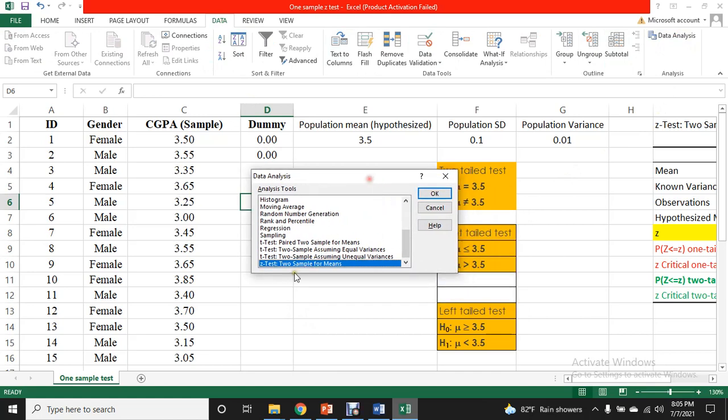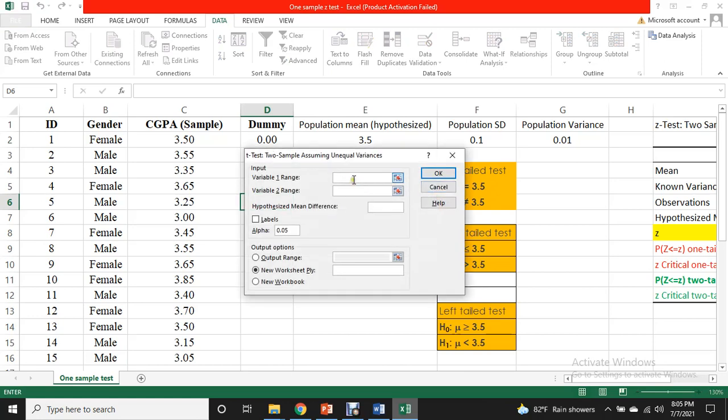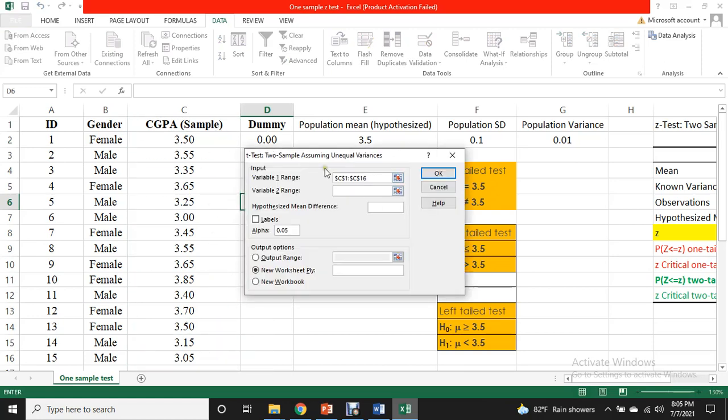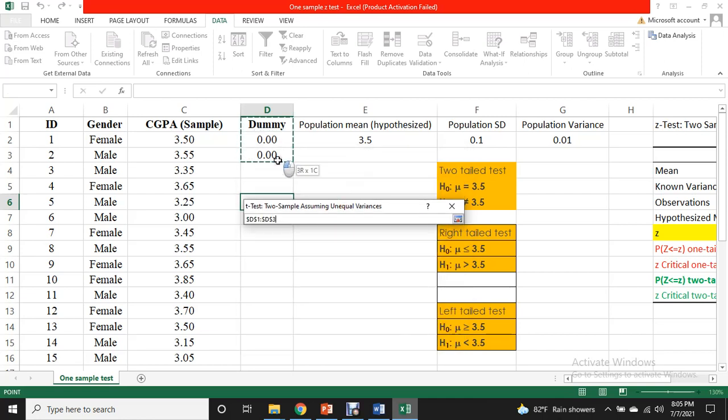For doing this, you need to go to the t-test section. In the t-test, you can see assuming unequal variance or assuming equal variance. We will select assuming unequal variance and click OK. So here we will insert this. Here we will insert this one.